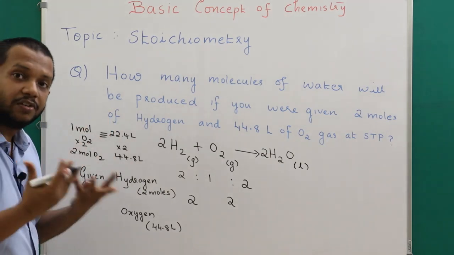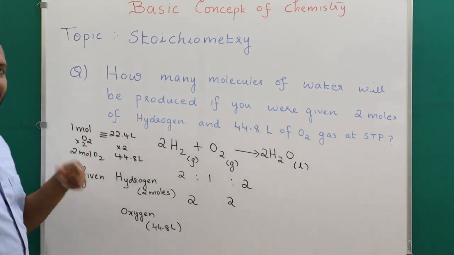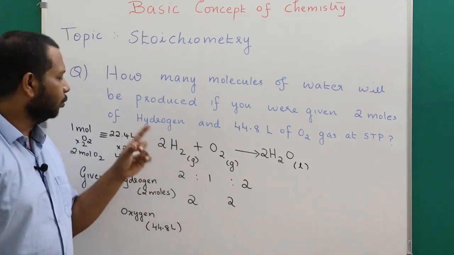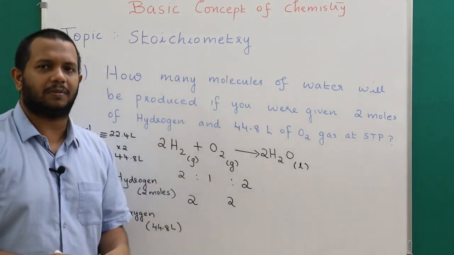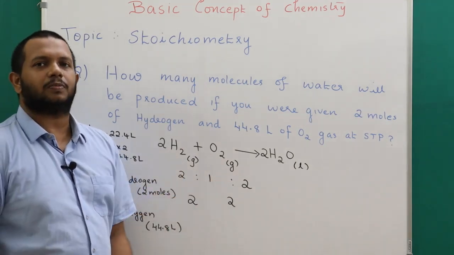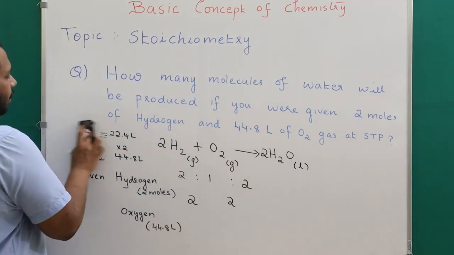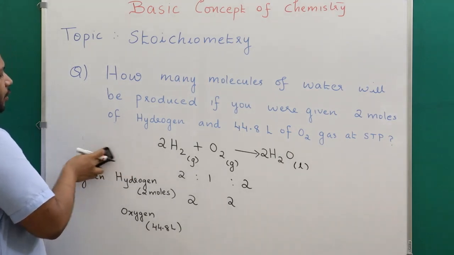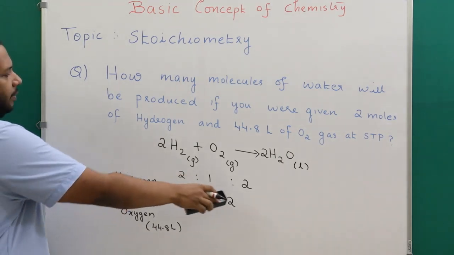Like that you can do it initially, but later on I will make you learn these values by heart. 44.8 into 3 means what is the value, into 4 means what is the value. Some common things that will help you do the calculation as fast as possible. Okay, I hope you understood how the 2 moles of oxygen is coming there.